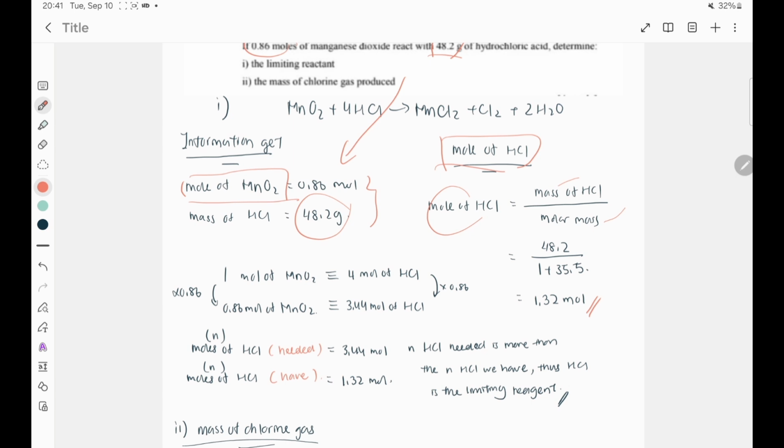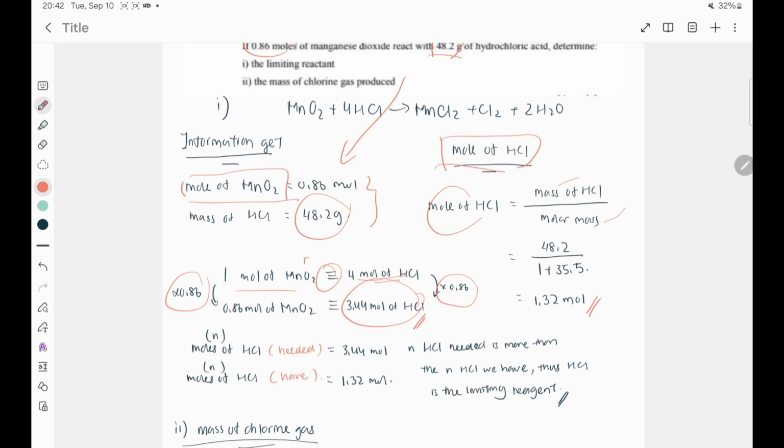By using the concept of here, 1 mole of manganese dioxide will react, you must not forget this sign, it will react with 4 moles of hydrochloric acid. So we have 0.86 MnO2, so we times 0.86 here, and then we times 0.86 here also. So the moles of hydrochloric acid that we need is 3.44.